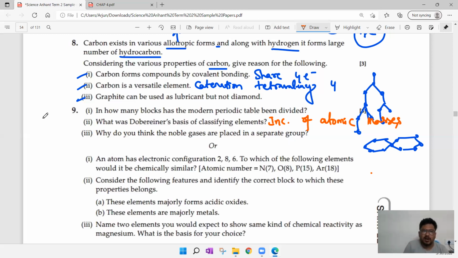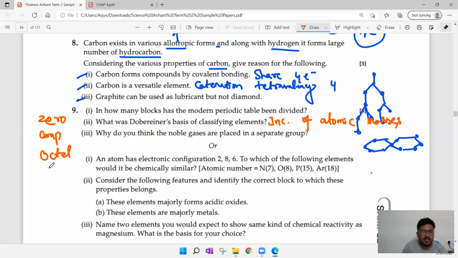So you can write like all noble gases have 0 valency. Next, all outermost orbits are completely filled. They are following the octet rule. Octet rule, the presence of 8 electrons in the outermost orbit. That one you can write. And their shells are completely filled with electrons.